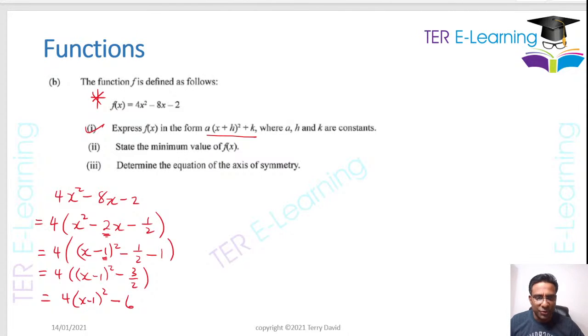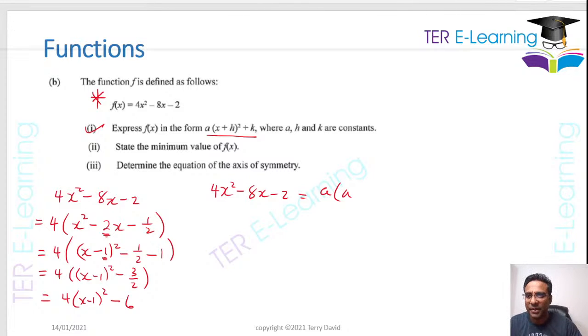Right, so let me show you the second method that I showed you guys yesterday, if you remember what I did. I said what we can do is put 4x squared minus 8x minus 2 equal to a, open brackets, x plus h, squared, plus k. That's one option we can do.